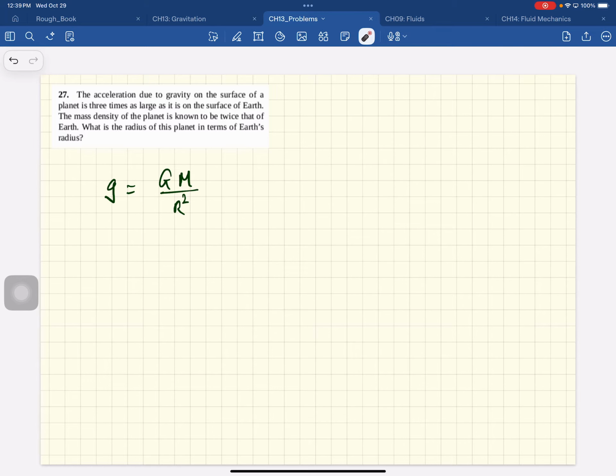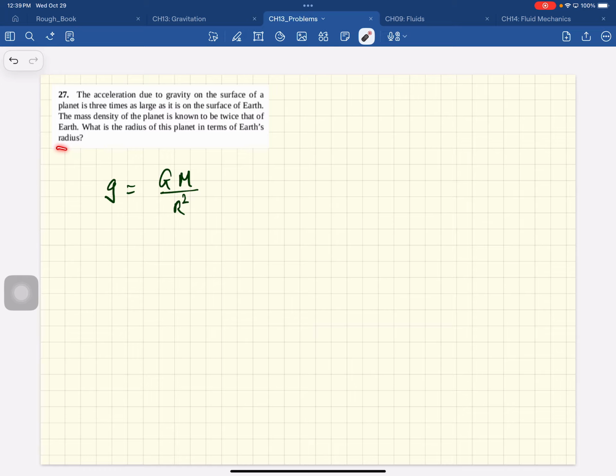The mass density of the planet is known to be twice the Earth density. So if the density on Earth is 5 grams per cc, on this planet it's 10 grams per cc. So it's heavier metals and stuff like that. It's a metallic planet. What is the radius of this planet in terms of the Earth's radius?